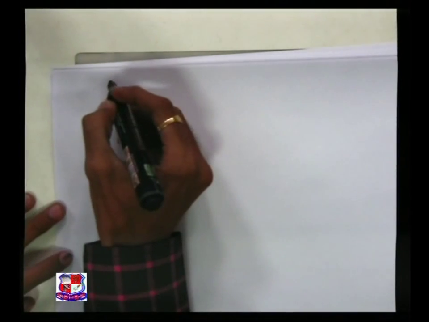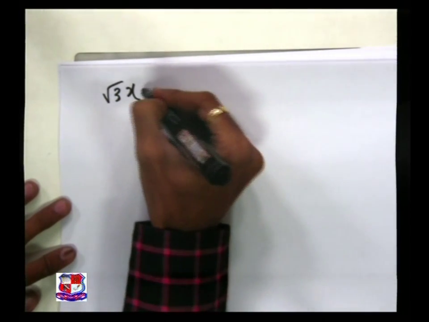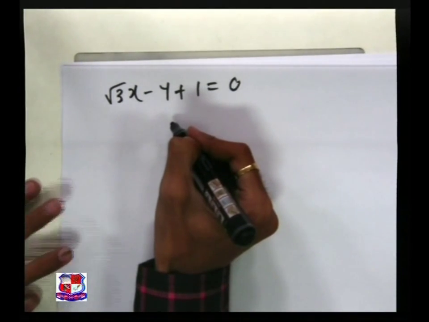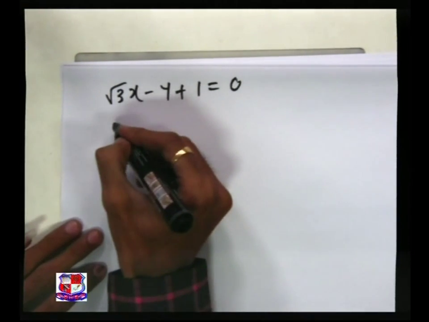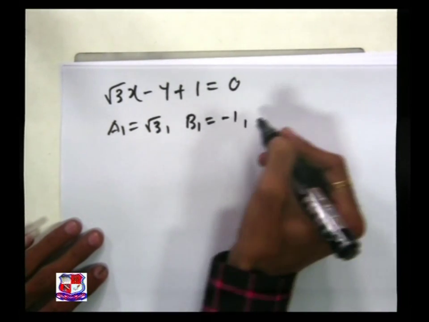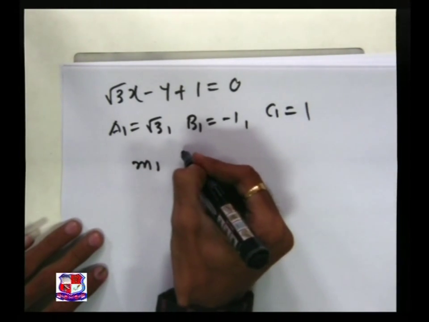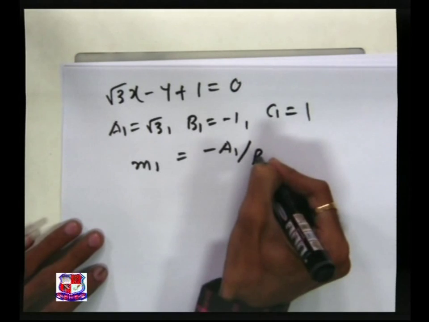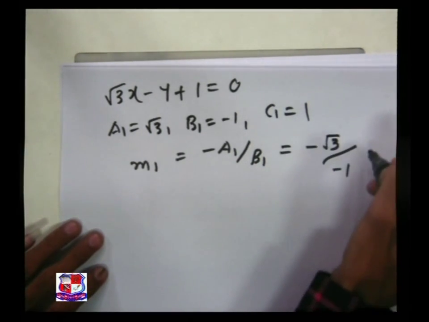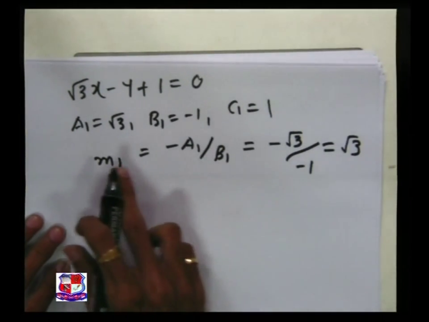The equation of the first line is √3x − y + 1 = 0. Let us first find the slope of this line. Here a1 = √3, b1 = −1 and c1 = 1. So the slope m1 = −a1/b1 = −√3/(−1), so the slope is √3. This is the slope of the first line.